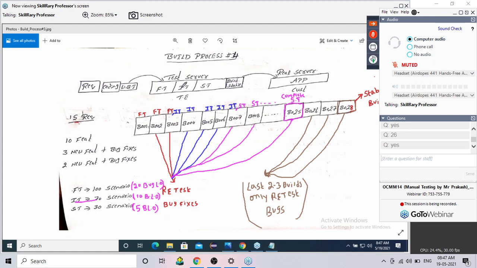Am I clear with this? Everyone is clear? Yes? Good. You write the diagram, the summary point I will give you. You write the diagram as the build process, and I think it is topic number 4.